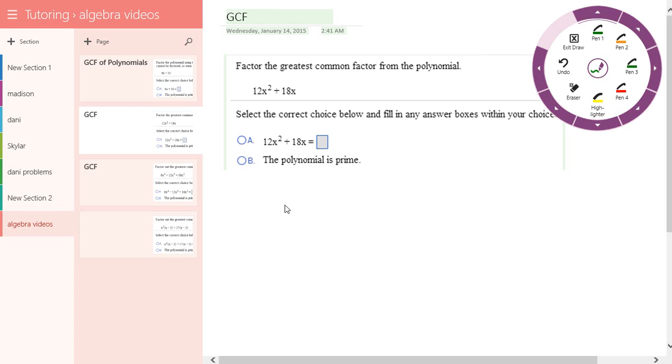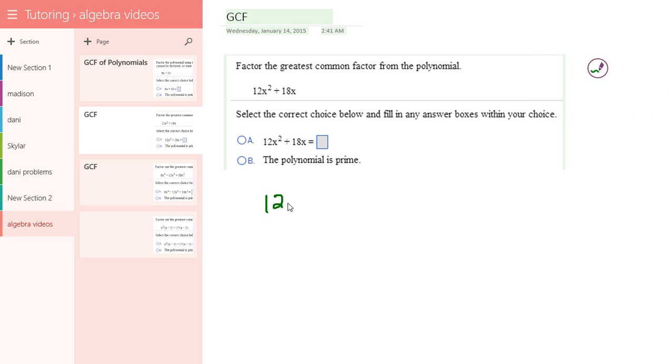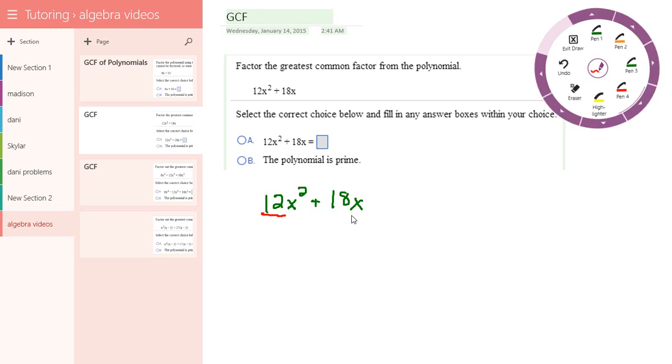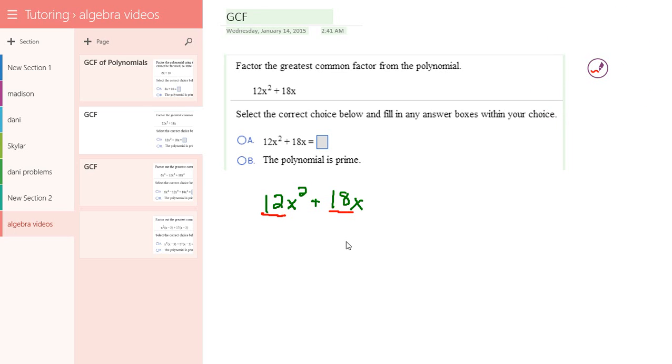For this one here, we have an x term in both terms. So 12x squared plus 18x. The first thing you want to do is find the greatest common factor of 12 and 18. 12 and 18 both have a bunch of factors, but you want to find the biggest one. That would be 6.